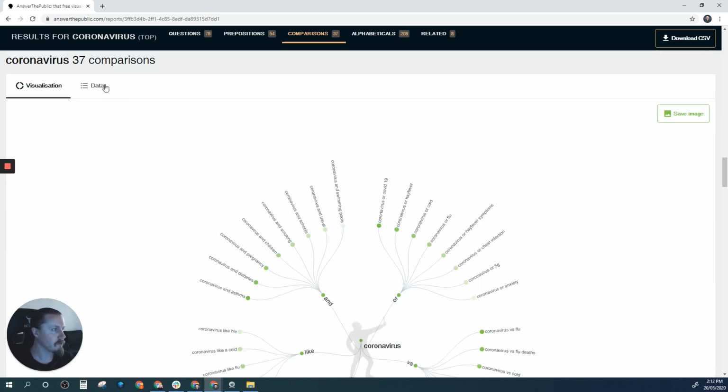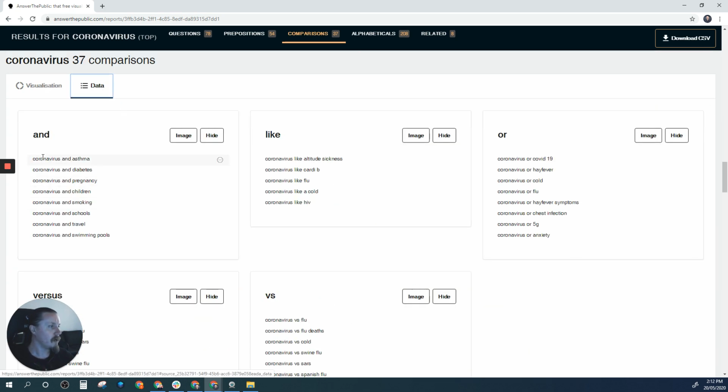Comparisons would be a really interesting one to have a look at. So we've got an "and" keyword contributor here. So C word and asthma, and diabetes, and pregnancy, and children. Some very specific search terms people are looking for information for.